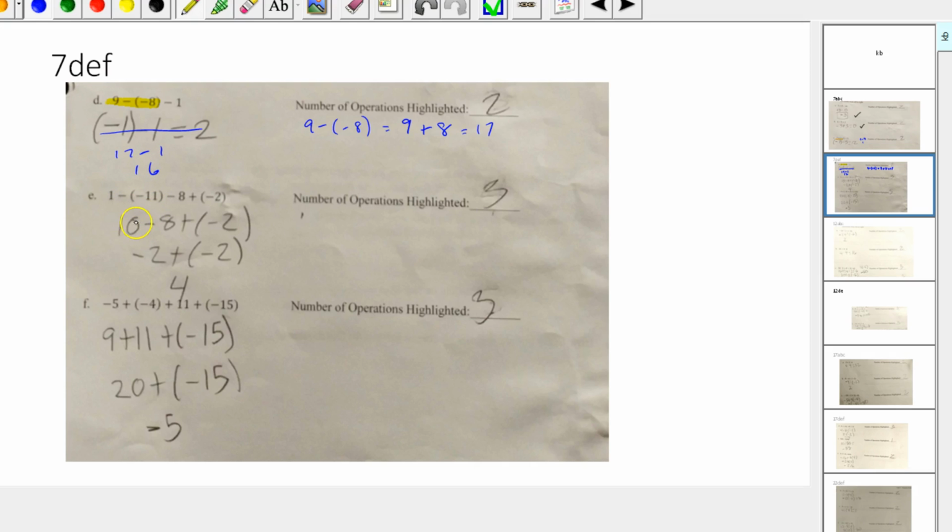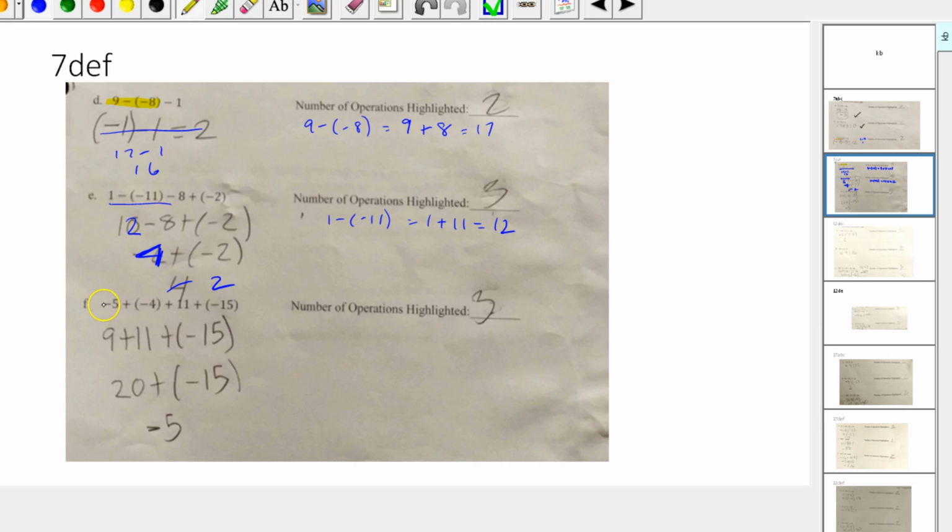Okay, looking here, it looks like you're doing something similar with the minusing a negative that you did here. So 1 minus negative 11 is 1 plus, change that to plus, change that to positive, so this should be 12. So this will give us 12. 12 minus 8, so then you wrote down the rest, which is good. 12 minus 8 is 4, and 4 plus negative 2 is 2.